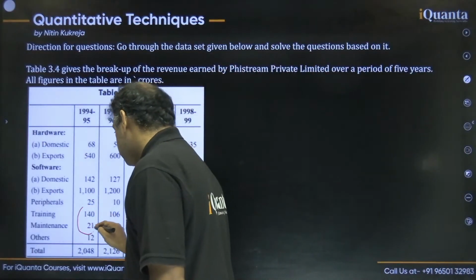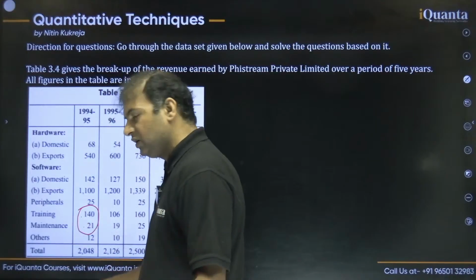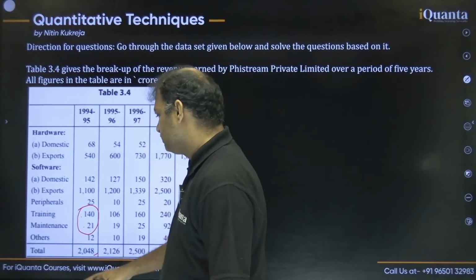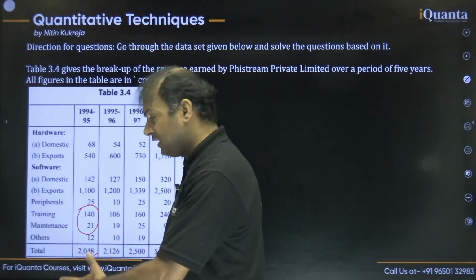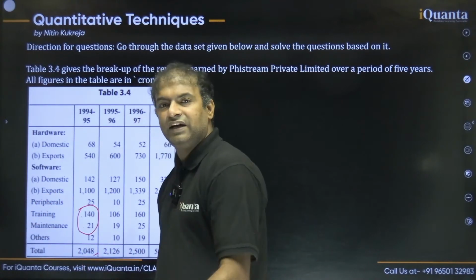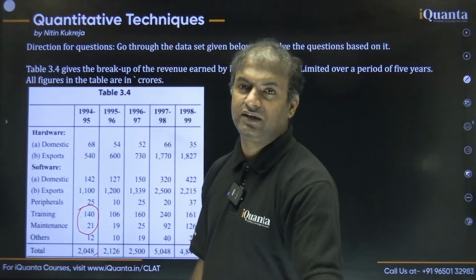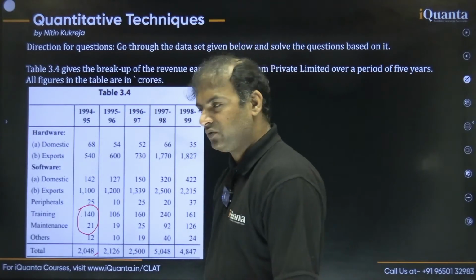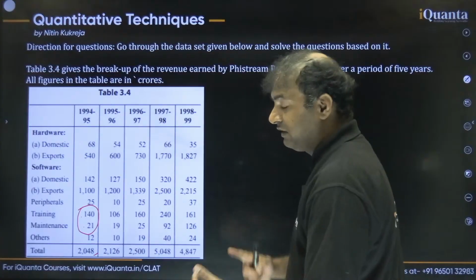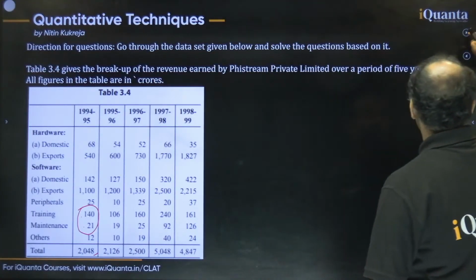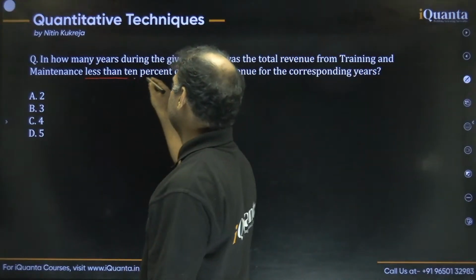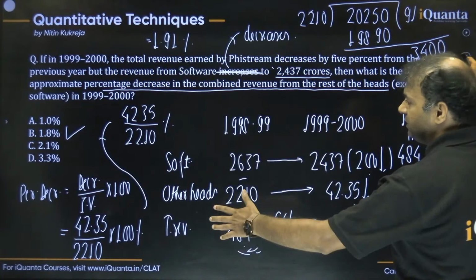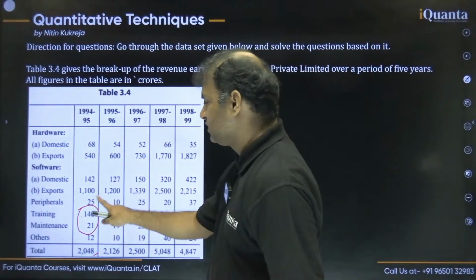This year, training and maintenance is how much? You see that this is 161, alright? And the total revenue is 2048. So what is 10% of 2048? Obviously 204.8. And 161 is definitely less than 204.8. That means definitely less than 10%, right? So yes, 94, 95 is definitely satisfying the condition, because they are saying what? Let's see it again. They are saying that the revenue should be less than 10% of the total revenue. So this year, first year is definitely satisfying, all right?